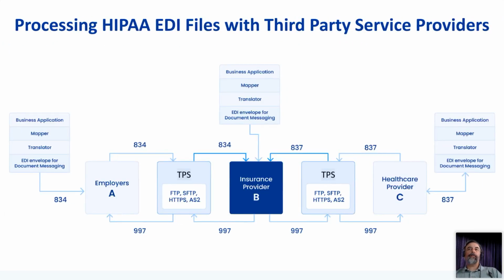So let's take a look at the first one, the EDI third-party service providers, and how they work and the challenges they might present. In this diagram, they're acting sort of as a middleman between the employers marked with a box A, the insurance provider marked with a box B, and the healthcare provider marked with a box C. You'll have this middleman, this TPS or third-party service provider. And they'll handle all of the communications, validations, compliance, etc. And also, you'll have to work with them on onboarding new partners.